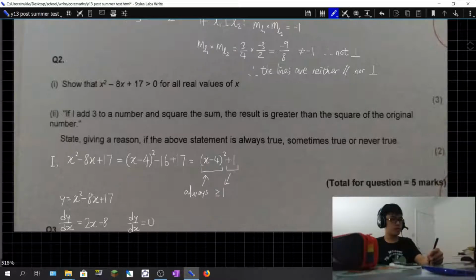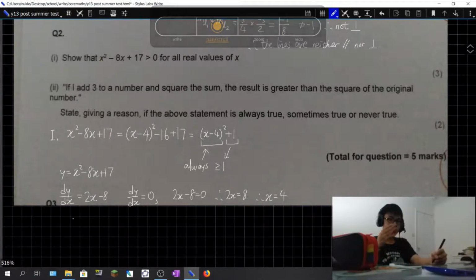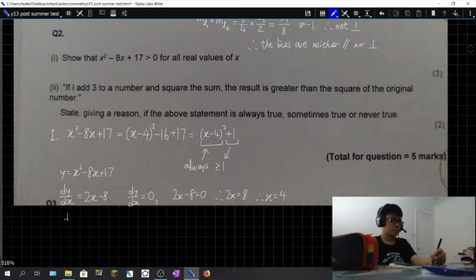Right, so that means 2x minus 8 is going to be 0, so 2x is going to be equal to 8, so x is going to be equal to 4, which is the same 4 as we got here from completing the square. So x is equal to 4. That's cool. And then you want to prove that it is indeed a minimum point. So you're going to differentiate it again.